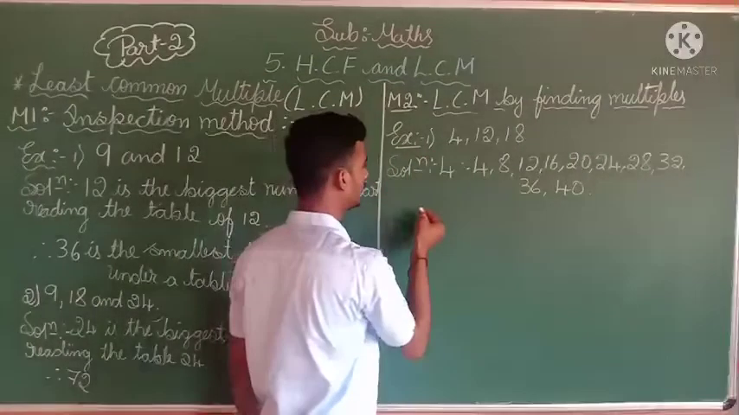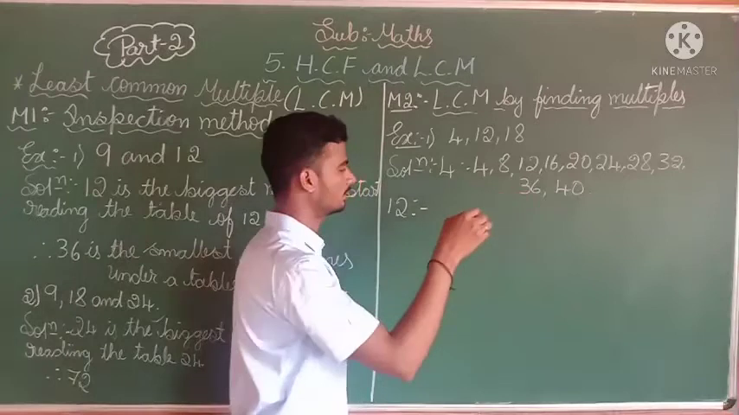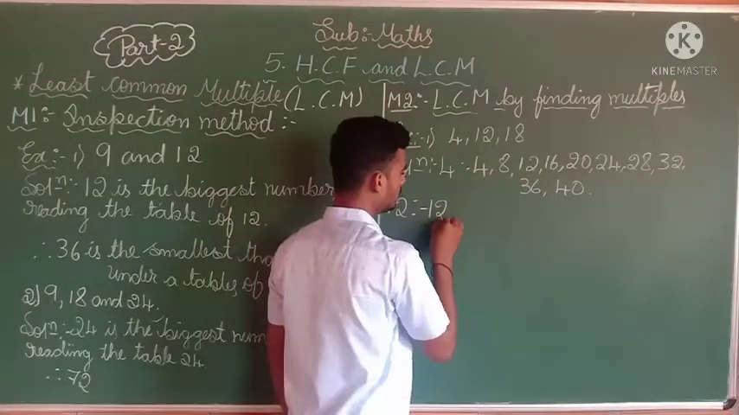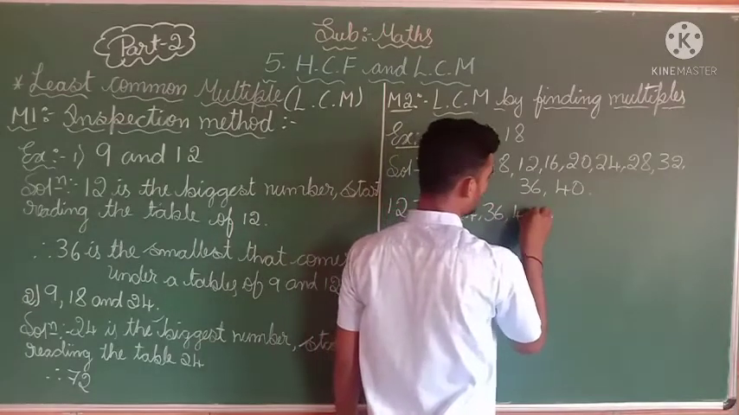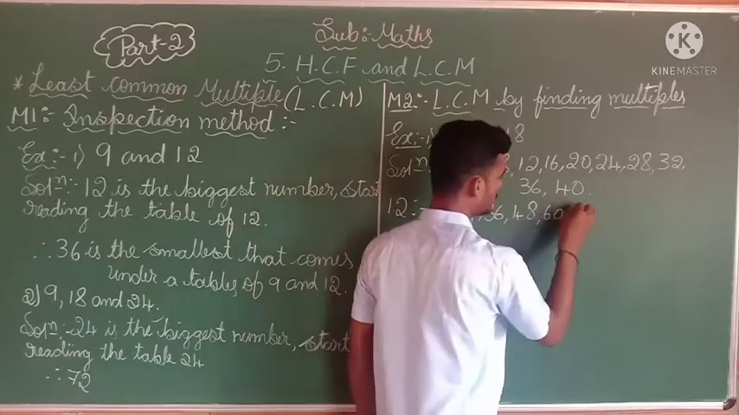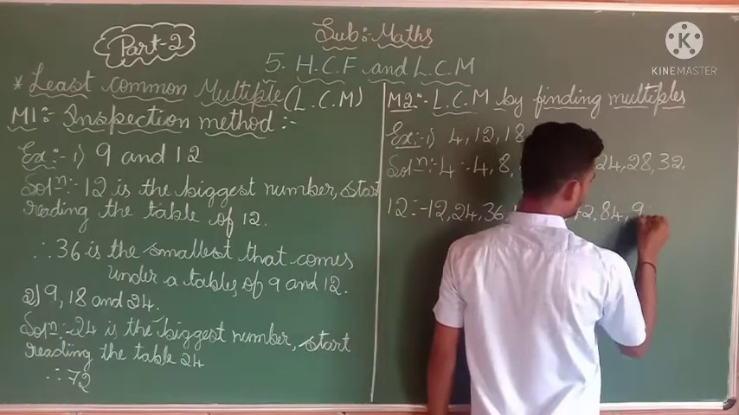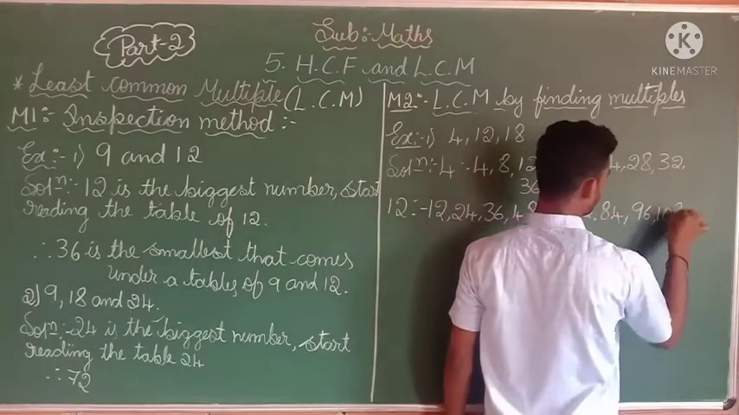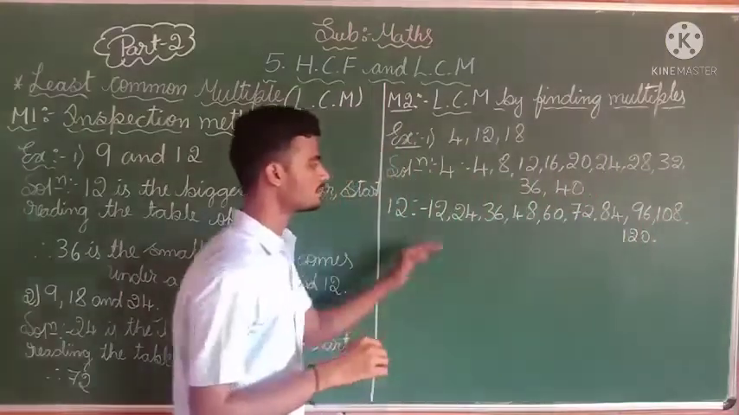Next we will see the 12 table. Now we have to write down. 12 ones are 12, 12 twos are 24, 12 threes are 36, 12 fours are 48, 12 fives are 60, 12 sixes are 72, 12 sevens are 84, 12 eights are 96, 12 nines are 108, 12 tens are 120. Okay, this is the 12 table.